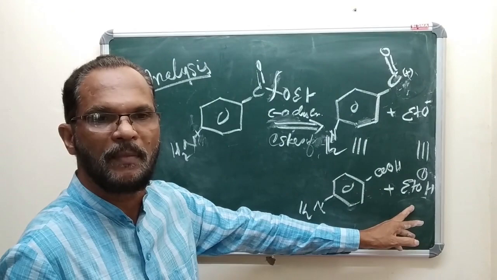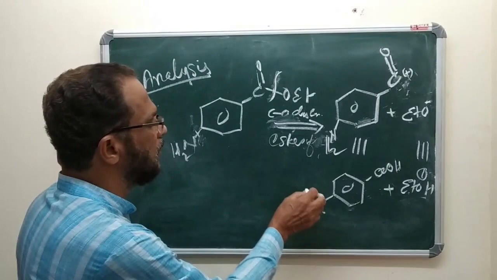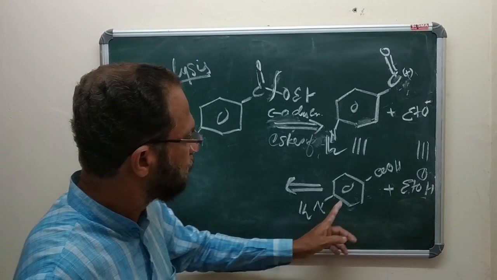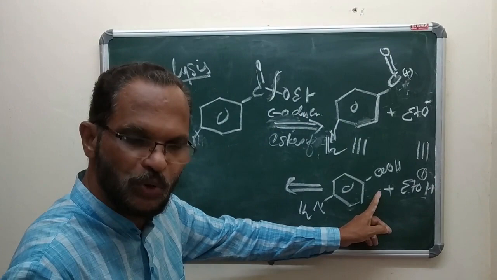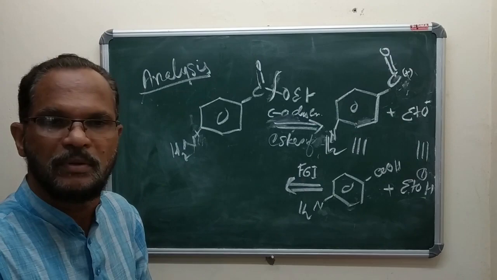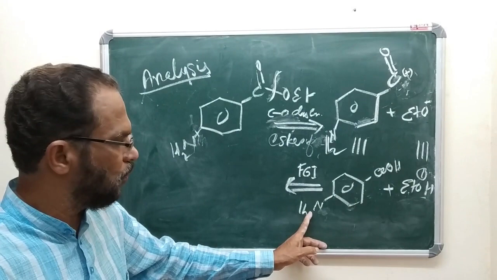So we can further go with the disconnection of this molecule. Then you know that this is an amino group, and this is a carboxylic acid group. You can apply what is called a functional group interconversion reaction for bringing in the NH2 group. Say, consider this one.